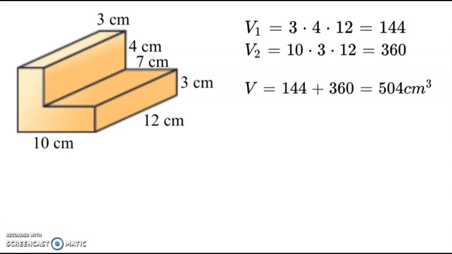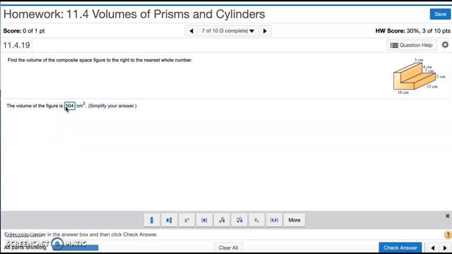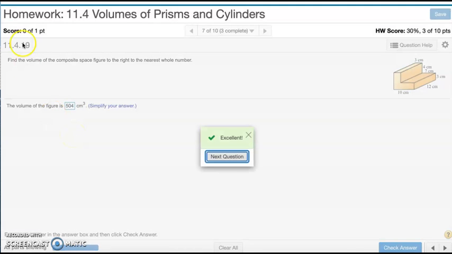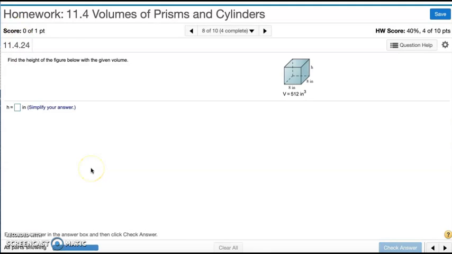So let's type that in. Typing in 504, and that's number 7. Number 8.